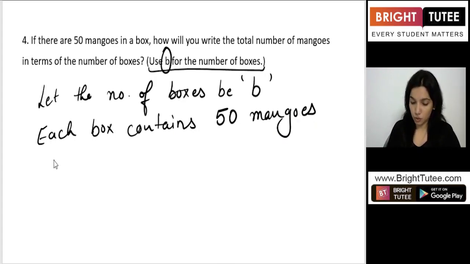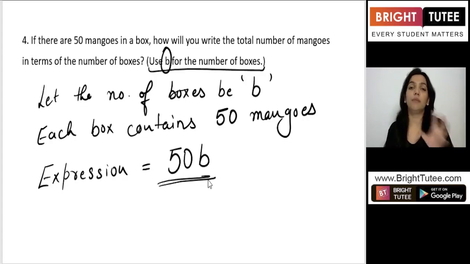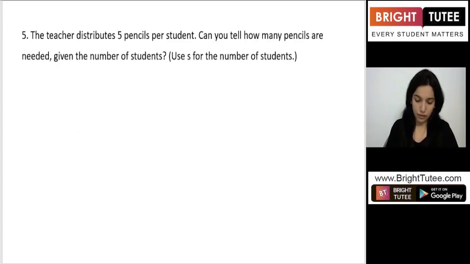Okay, so in order to find the total for any number of boxes, let's write the expression. The expression is 50B. So B represents the number of boxes and 50 represents the number of mangoes in each box. So if suppose now I have got 2 boxes, the number of mangoes will be 50 times 2, that is 100. If suppose I have got 10 such boxes, 50 times 10 equals 500 mangoes will be there in 10 boxes. Okay. Moving to the next question.